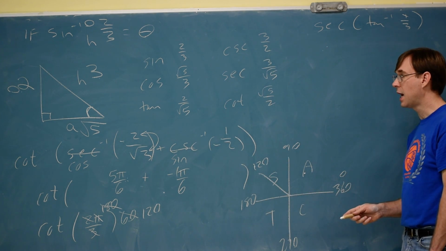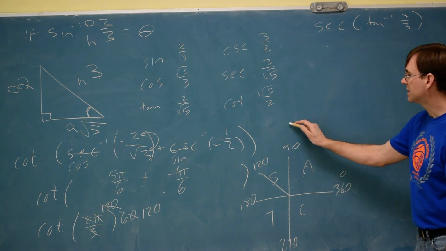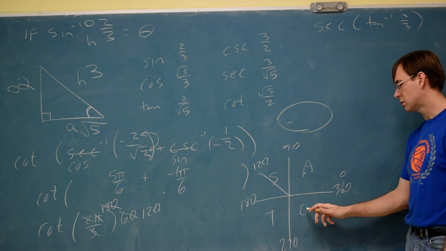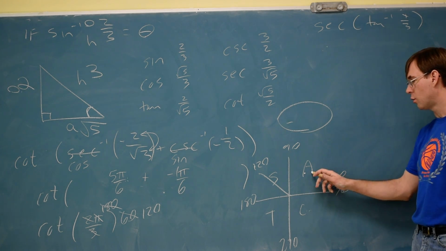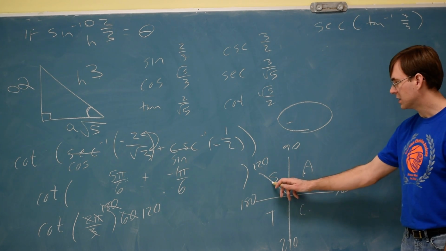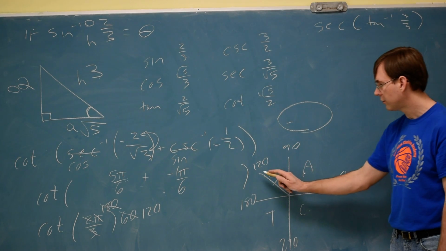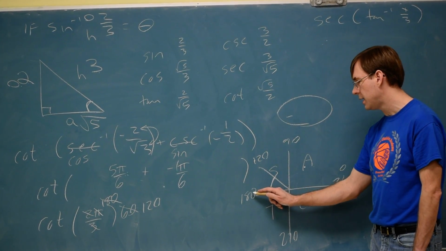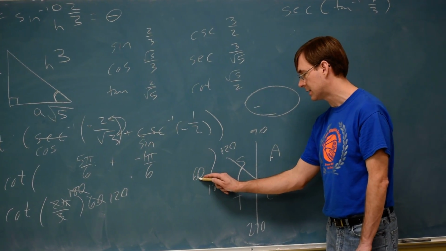120 lives in sine's quadrant. Since it lives in sine's quadrant, it's a negative answer. Cosine would only be positive in its own quadrant and the all quadrant. We're in sine's quadrant, so we're negative. We always retract to the x-axis. 120 away from 180 is 60.